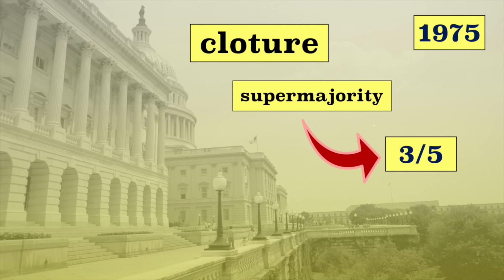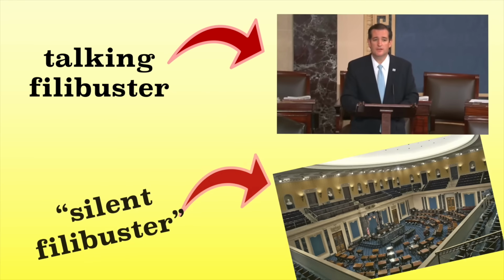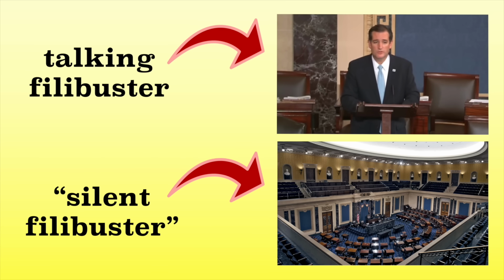And then, in 1975, some more changes. The Senate revised its cloture rule to make the supermajority 3/5 instead of 2/3. However, the rule said that it wouldn't be 3/5 majority of senators present and voting, but 3/5 of the absolute number of senators, meaning now you had to have 60 out of the 100 senators there to vote to end debate. So, ever since, the Senate has both a talking filibuster and a, quote, silent filibuster. Silent filibuster meaning a senator can delay a bill even if they're not physically at the Capitol.